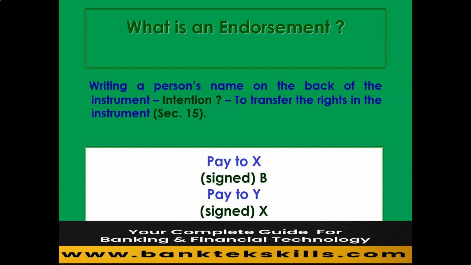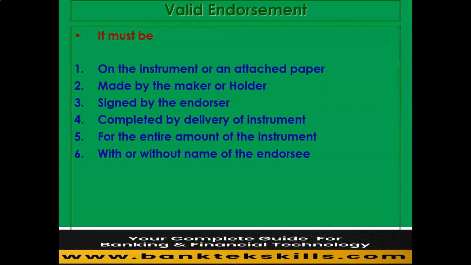So suppose a check was issued to B, right? On the back of the check, he can write pay to X and B will sign himself. Then X will further endorse it to Y, pay to Y, and sign himself as X. And then there can be a series, and whoever is the last endorsee will get the payment. Valid endorsement: it must be on the instrument or the attached paper, that is called allonge, A-L-L-O-N-G-E, made by the maker or the holder, signed by the endorser, completed by delivery of the instrument.